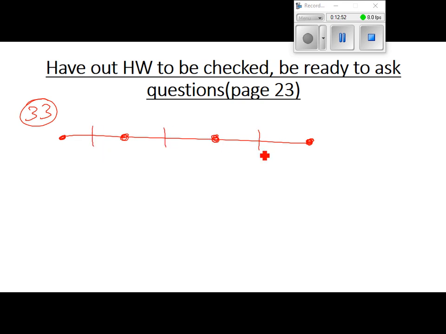Before I go any farther, what's that tell us about these three segments? They're all the same. They're all congruent. U, V, W, X. They tell us this one's 3x plus 1. This one's 4x minus 6. And this one's 2x plus 8. They're all the same.